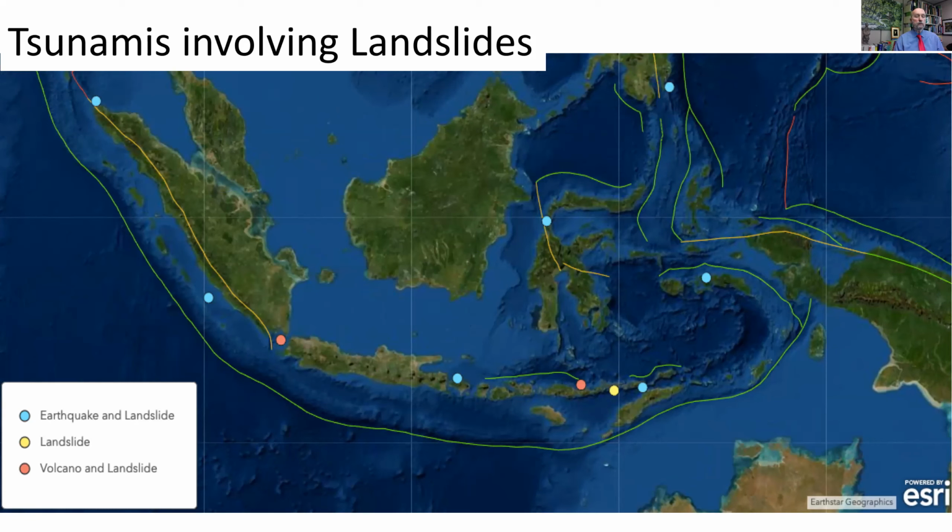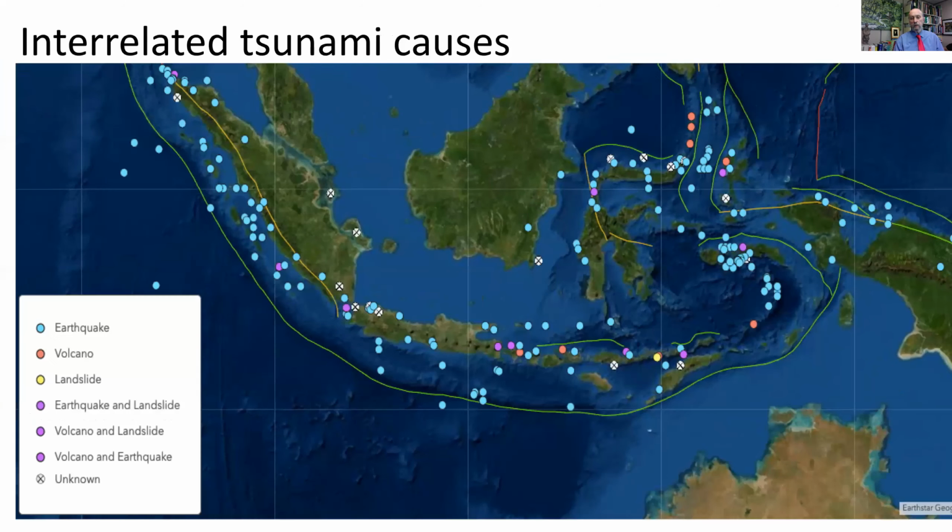So this is landslide-induced tsunamis. Lambata is a good example from 1979. And mixed causes is very common. You have an earthquake, it generates a landslide, or a volcano that generates a strong landslide. And these mixed cause cases occur throughout Indonesia.